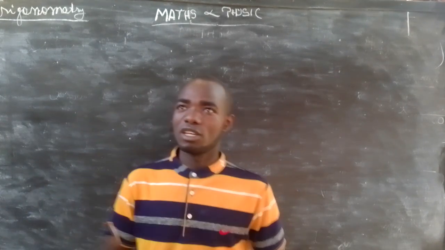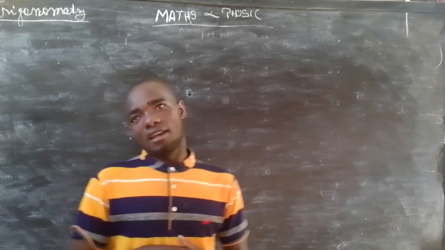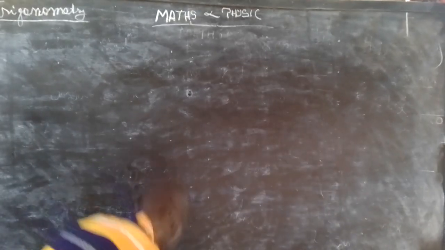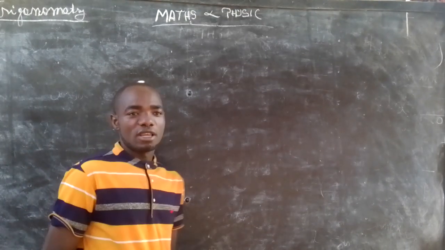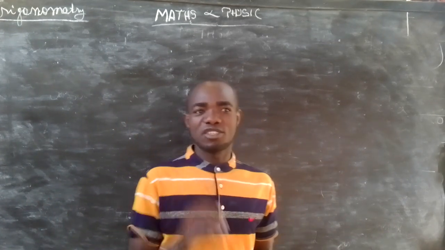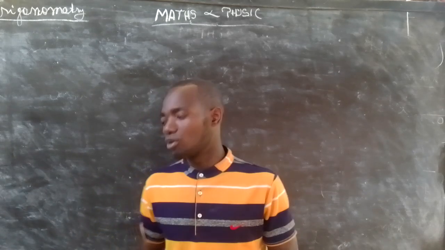So today we are going to go deep into trigonometry. By definition, for somebody who has forgotten what trigonometry is: trigonometry is a branch of mathematics which is concerned with the relationship between sides and angles.